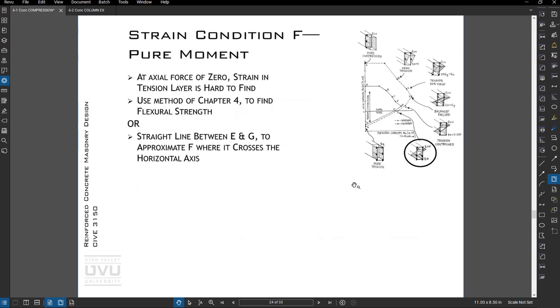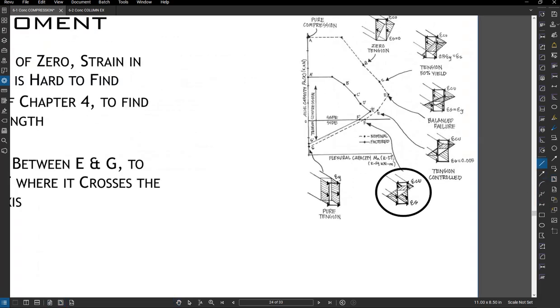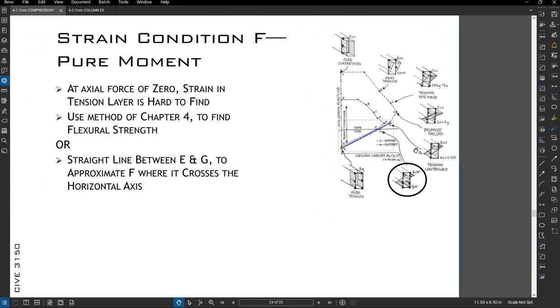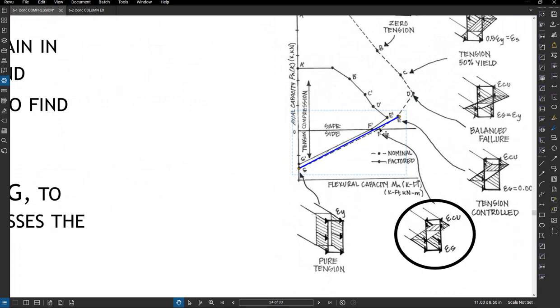Okay, then moving on, condition F is hard to find because you just have to iterate on it to get there. Something we can do is draw a straight line between E and G, and it's pretty dang close. Another way is to throw it in Excel or Mathcad, MATLAB, whatever program, and calculate it. Another way is to solve it by the beam method like we did in chapter 4 or module 4 to find the flexural strength. So a couple options there.